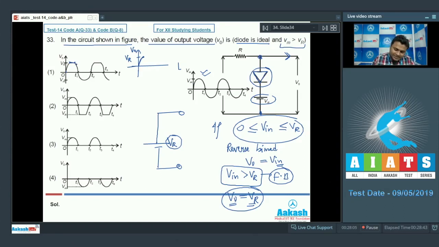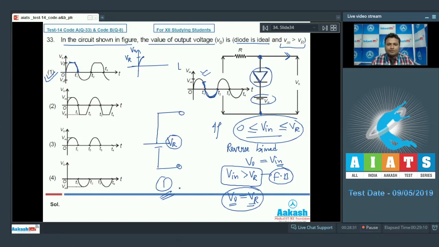Now at this value of V input, what is happening? The first case again comes. So we are getting output the same as input. Again, in the negative region, it is reverse bias. And if it is reverse bias, then we will get the output same as input. So option number 1 is perfectly matching. So we can go with option number 1.